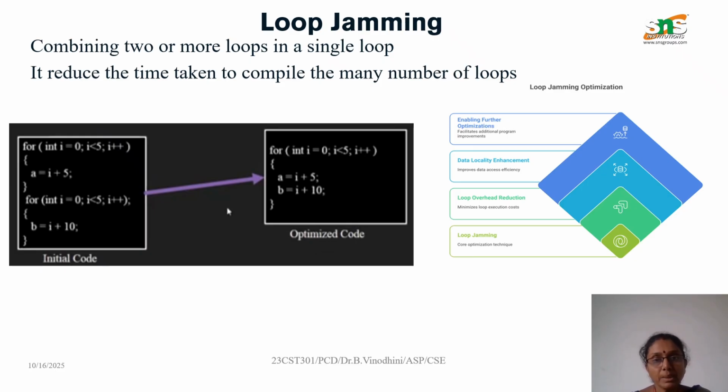The example for loop jamming: in the code on the left-hand side, we are using two for loops, and the testing condition in both is the same. So we combine those two for loops into a single for loop in the optimized code. The two different statements from the two for loops are combined into the single loop, and that produces optimized code. So that is loop jamming.